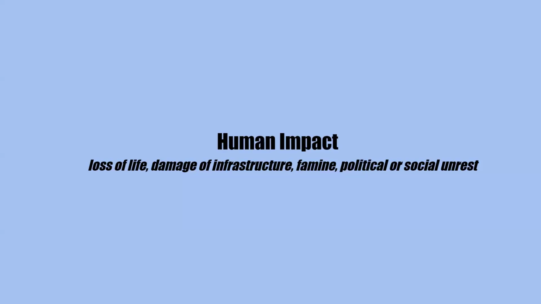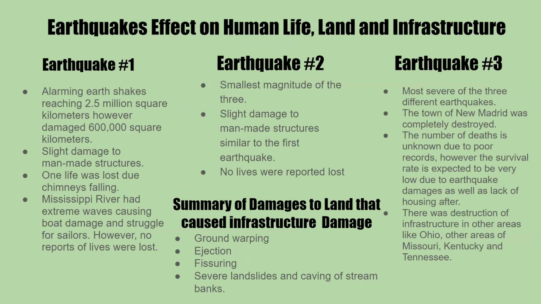Okay, so for the human impact: loss of life, damage of infrastructure, famine, or political or social unrest. The earthquakes affected human life, the land, and infrastructure in different ways, depending on the different earthquakes. Earthquake one had alarming earth shakes reaching 2.5 million square kilometers.